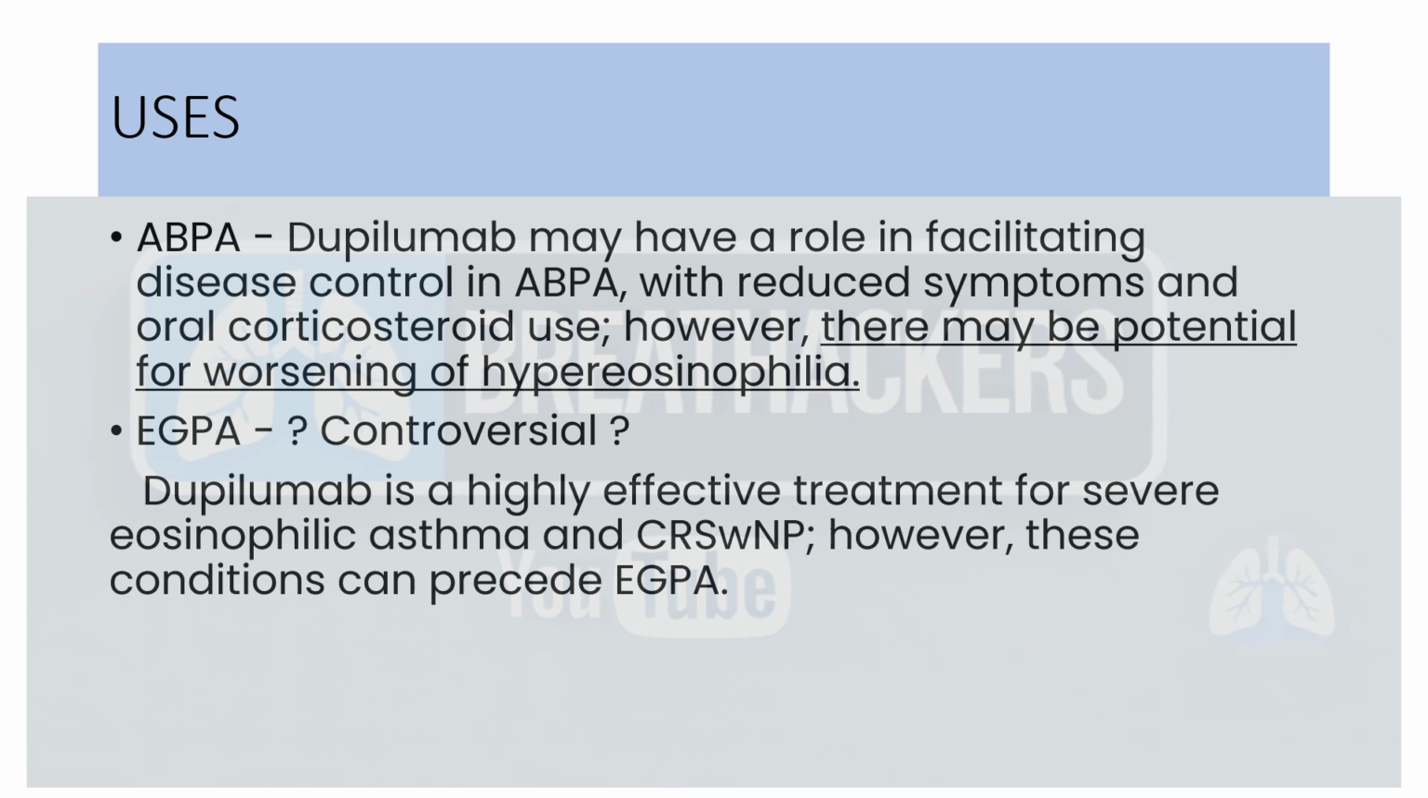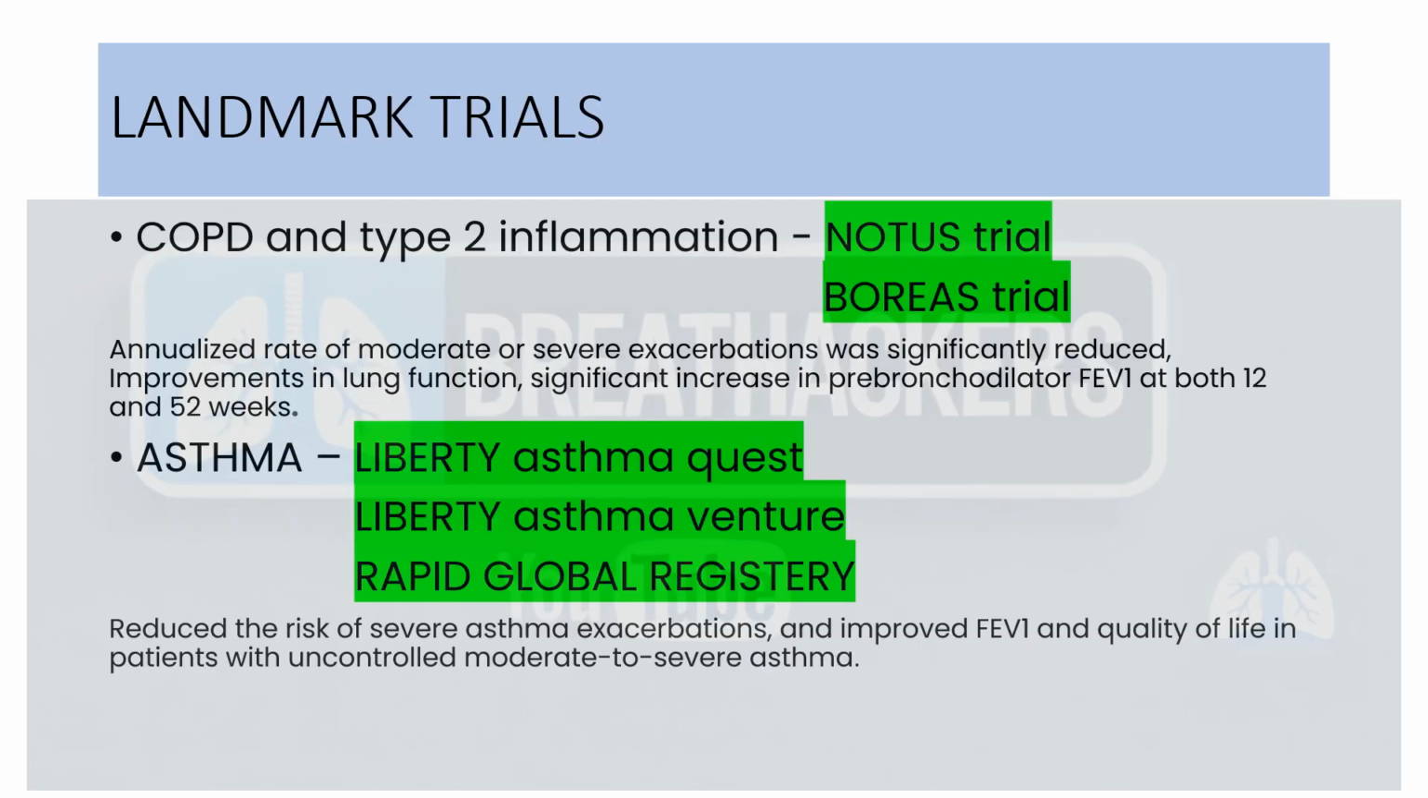EGPA, previously known as Churg-Strauss, the role of dupilumab is controversial because it has been believed that dupilumab can lead to EGPA. That is how, since it is highly effective in treatment of severe eosinophilic asthma and chronic rhinosinusitis with nasal polyposis, but both of these conditions can precede EGPA. So till the time we don't have biomarkers which can identify the latent EGPA, the clinical course in these patients while giving dupilumab should always be monitored, especially during the phase when you are tapering down the steroids.